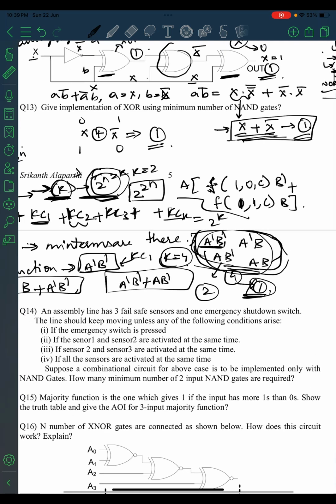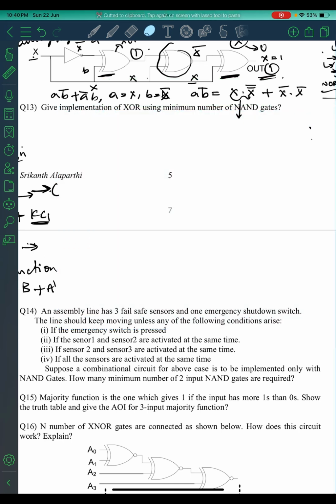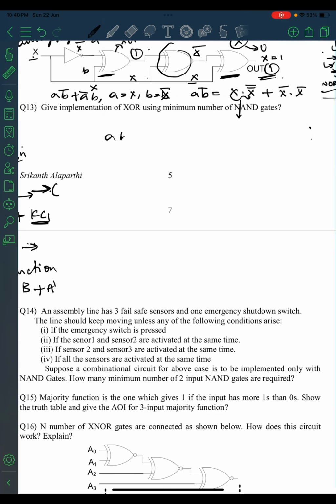Now coming to the 13th one, given implementation of XOR using minimum number of NAND gates. This is a very interesting question. Removing this entire thing. Yeah. So, what is an XOR? A B bar plus A bar B.